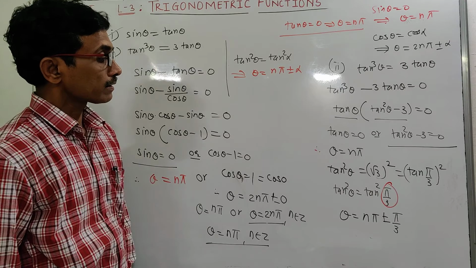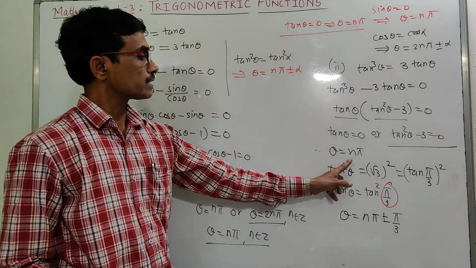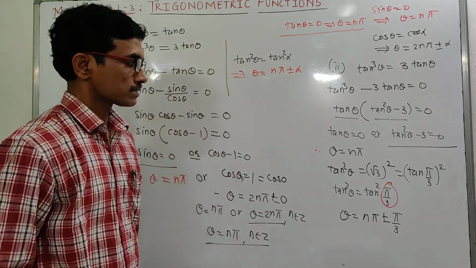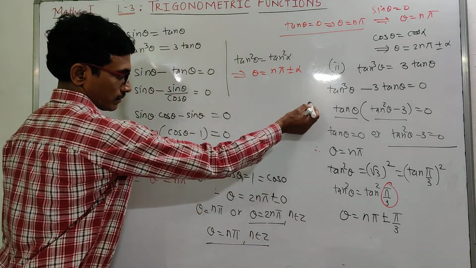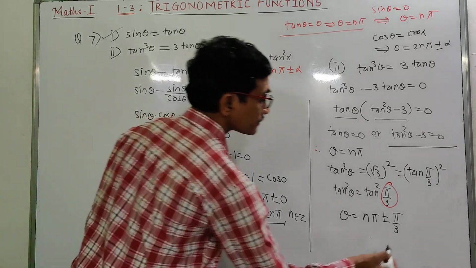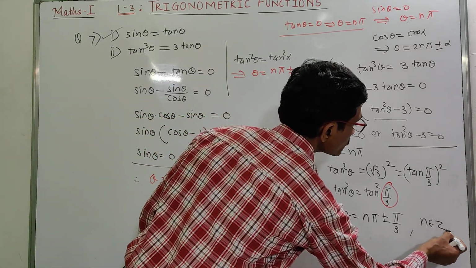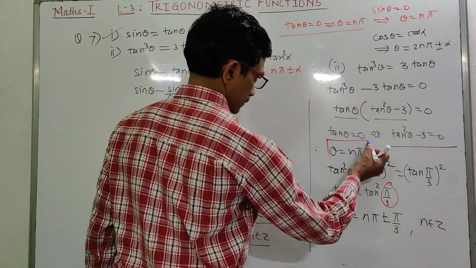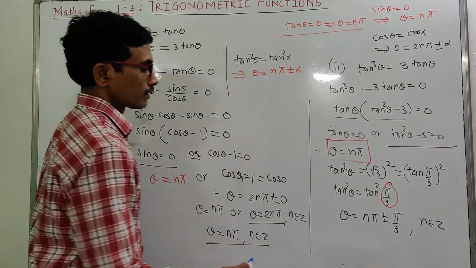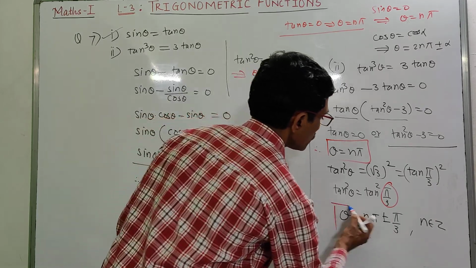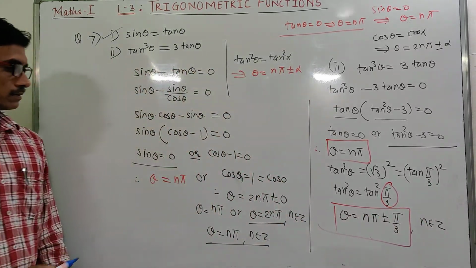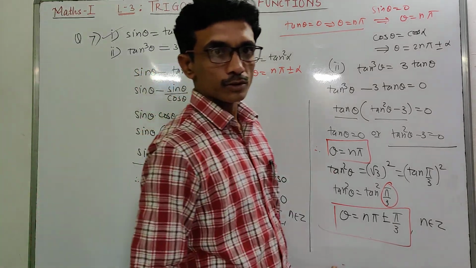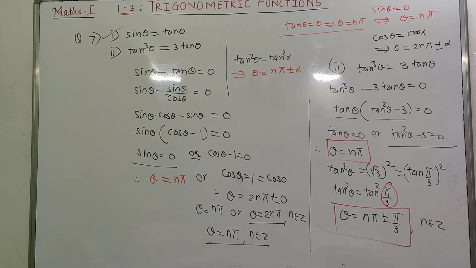So thus we are having theta is equal to n pi. Here theta is equal to n pi plus minus pi by 3, where n belongs to Z. So this is our solution: theta is equal to n pi and theta is equal to n pi plus minus pi by 3. So this is the general solution of equation 2.